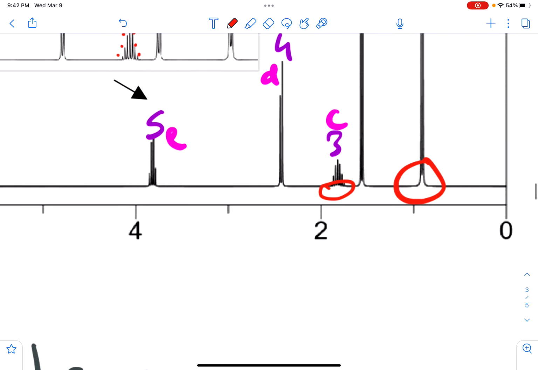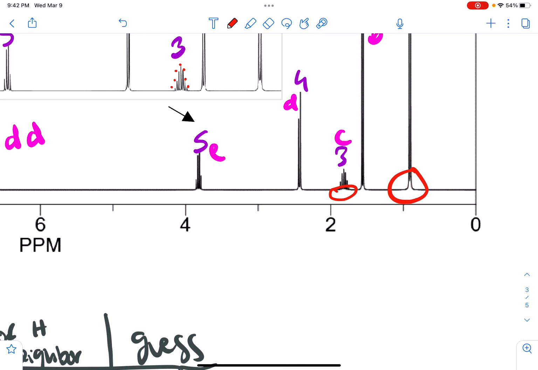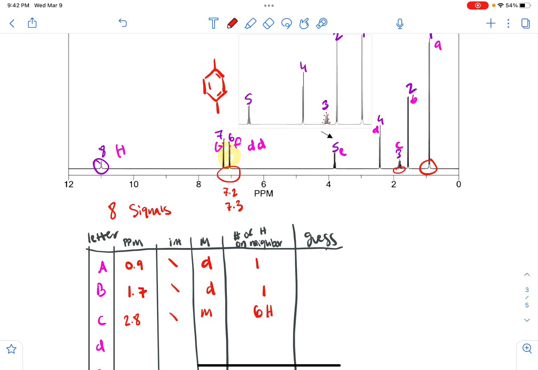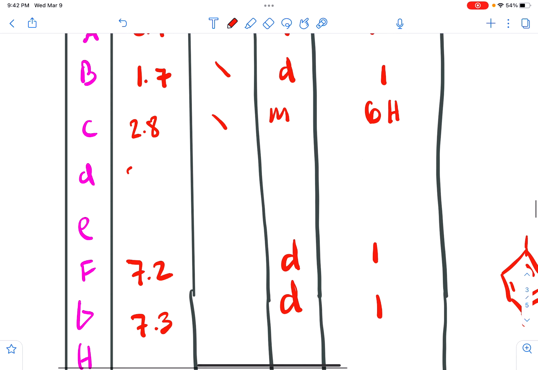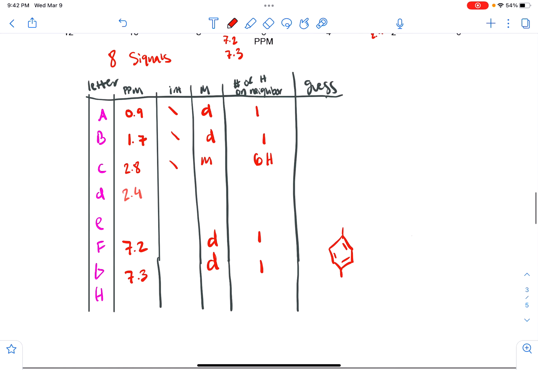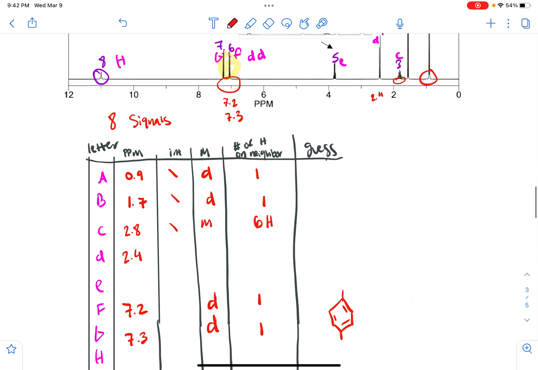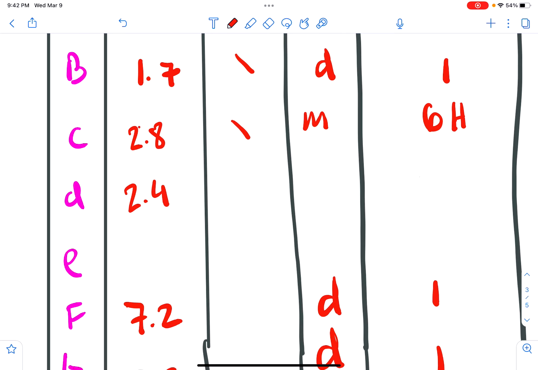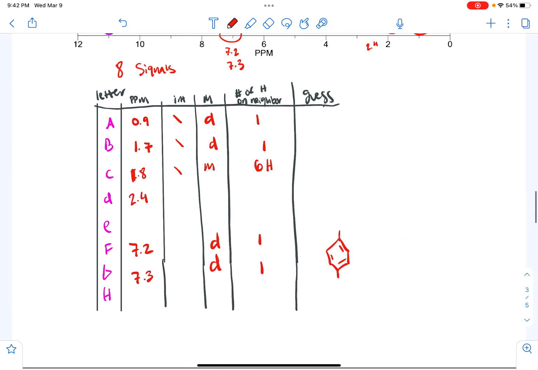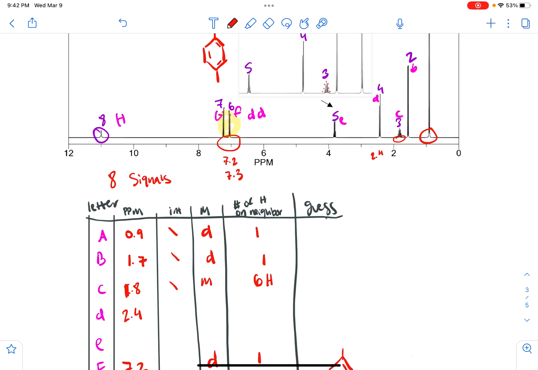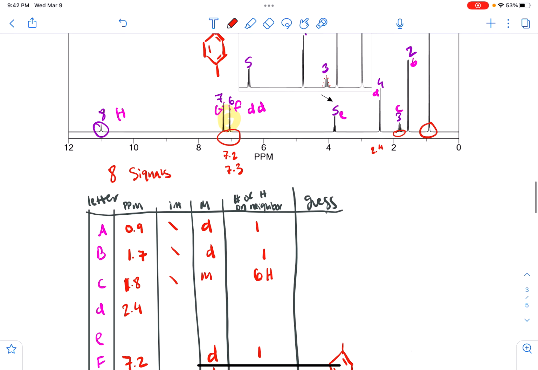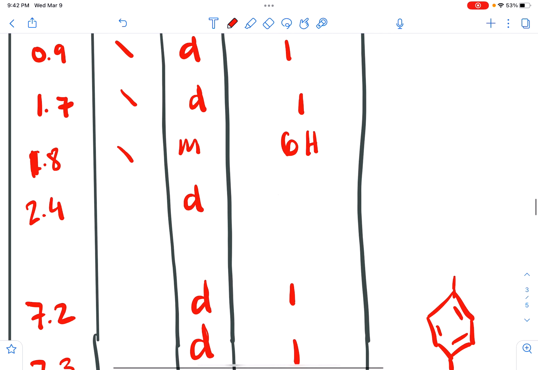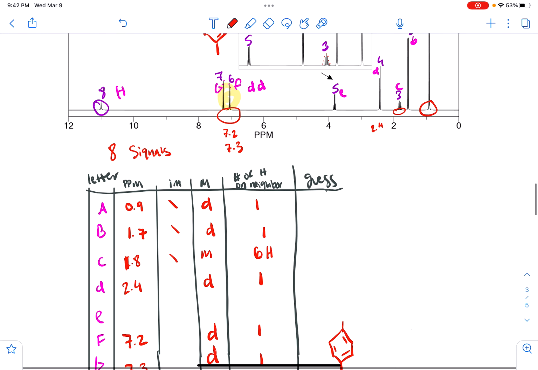And then next is going to be a doublet, number 4, so it's going to be 2.4 right there. Oh, did I mess that up? Yeah, oh, I'm sorry, this is a 1.8. Apologies. So 2.4 on that doublet right there, and the multiplicity is, yeah, it's a doublet, so it's going to have 1 hydrogen on the neighbor.